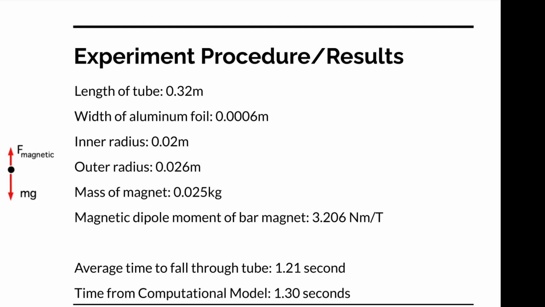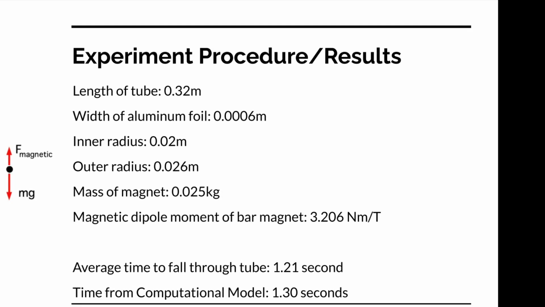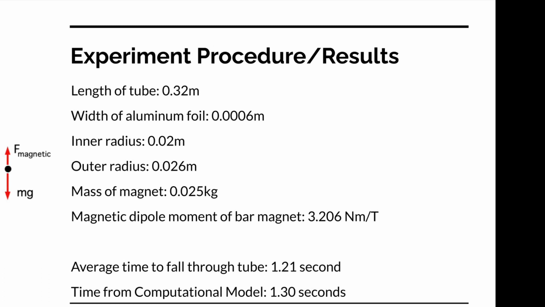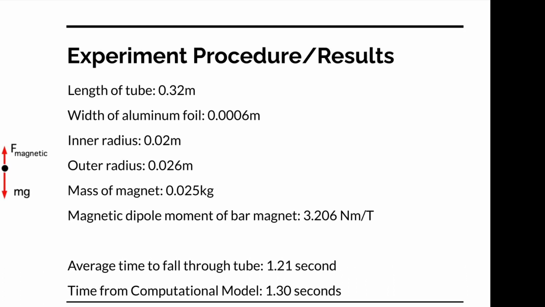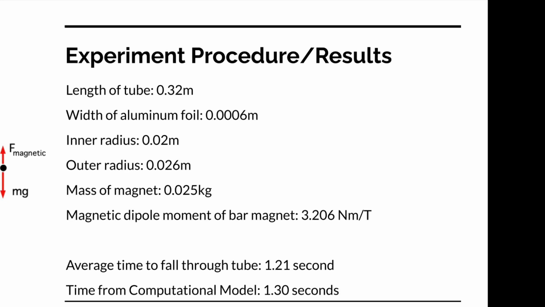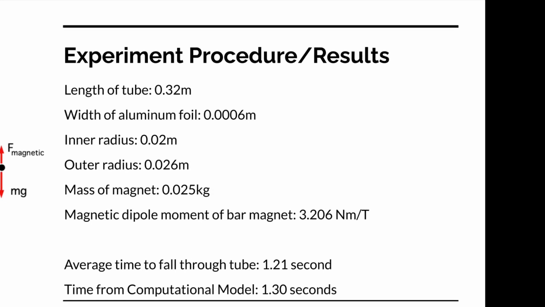From the 5 times that we dropped the magnet into the tube, we averaged the time that it took to fall through, and that average was 1.21 seconds. And then our final result from our computational model was a time of 1.3 seconds.